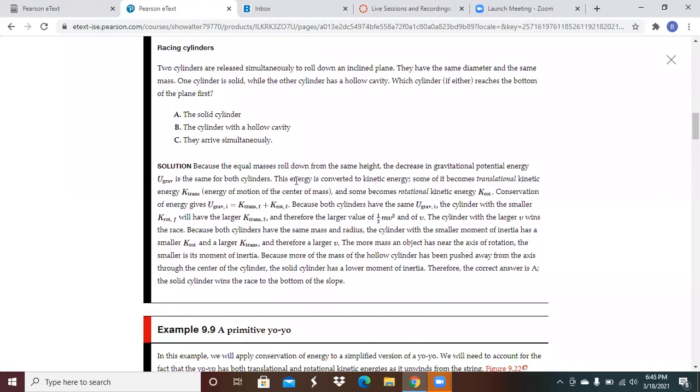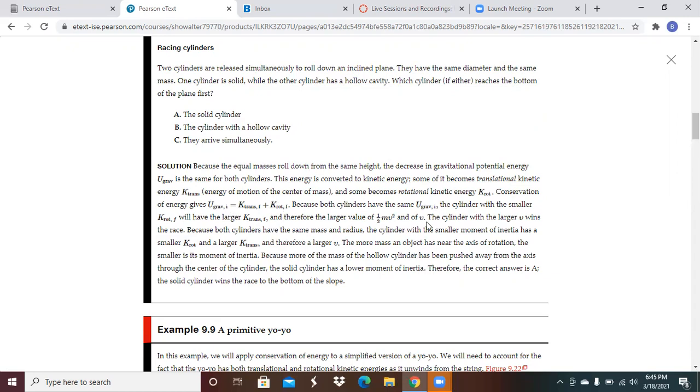Well, because equal masses roll down from the same height, the decrease in gravitational potential energy is going to be the same for both cylinders because they have the same mass. This energy is converted to kinetic energy. Some of it becomes translational kinetic energy, and some becomes rotational kinetic energy. Conservation of energy gives that the gravitational potential energy that we have is going to end up being converted into translational kinetic energy and rotational kinetic energy.